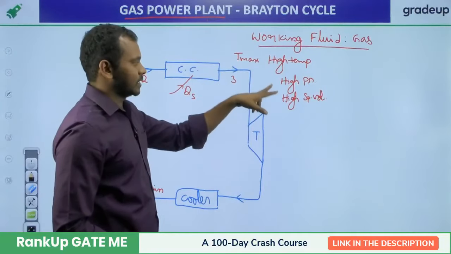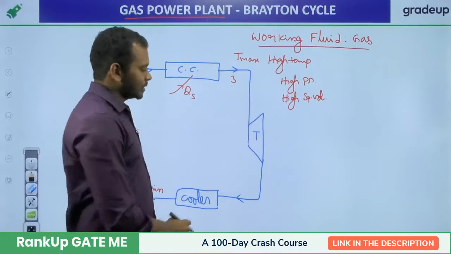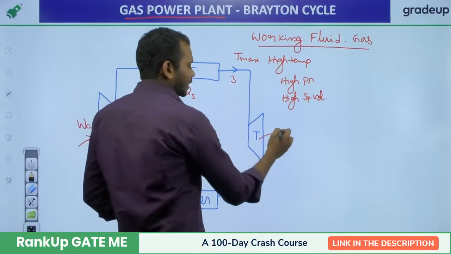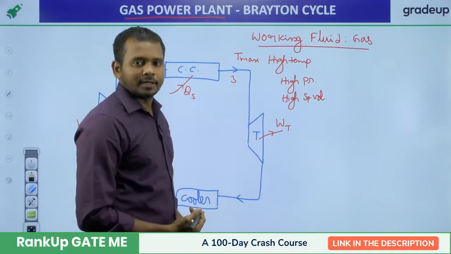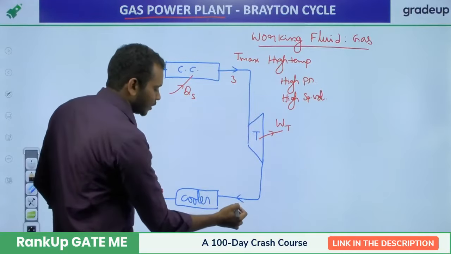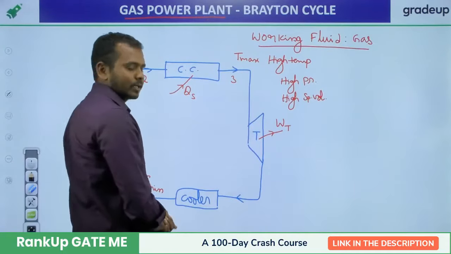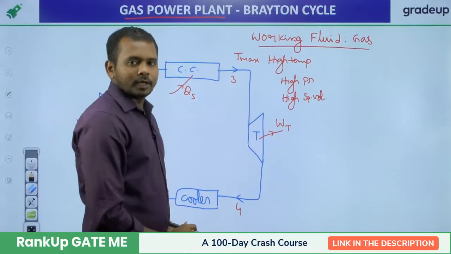Now this high temperature, high pressure, high specific volume gas enters the turbine and expands isentropically. While expanding, it does some work in the turbine, that is the work done by the turbine, WT, and it expands isentropically until the pressure drops down to the cooler pressure. Let us say that at the exit of the turbine, we have state 4.